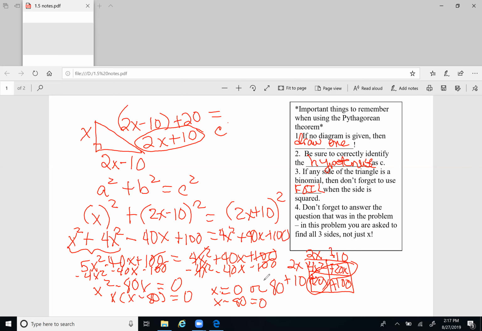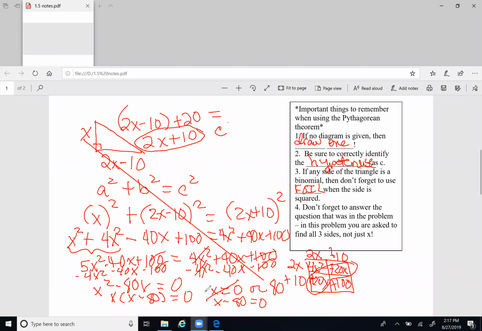Now, at this point, I need to go back and see if both of these values would make sense in terms of the problem that we were given. Would it be a viable solution? And think about it, x stood for the shorter side. So would it make any sense for this side length to have a value of 0? Absolutely not. If that was a side length of 0, I wouldn't have a right triangle. So that tells me 0 can't be a solution, and therefore 80 would be the logical solution.